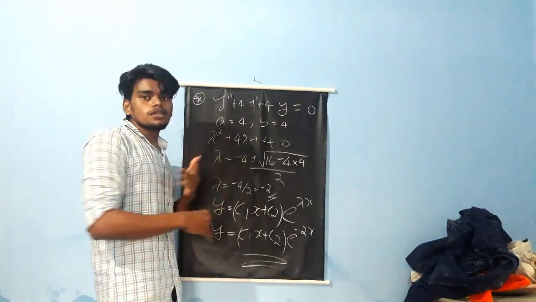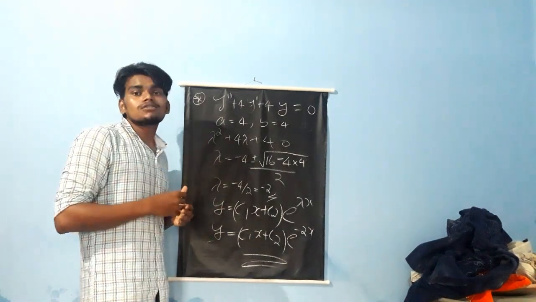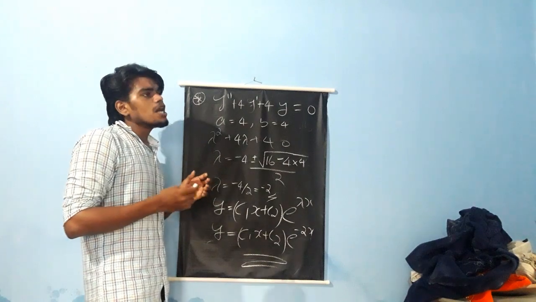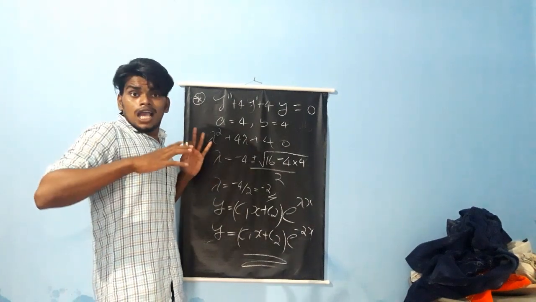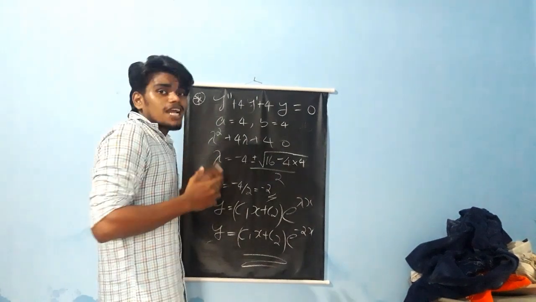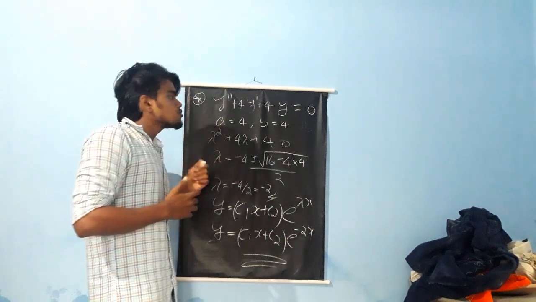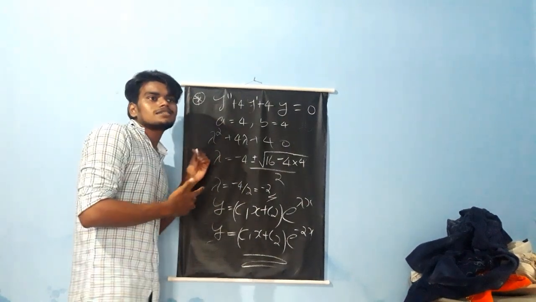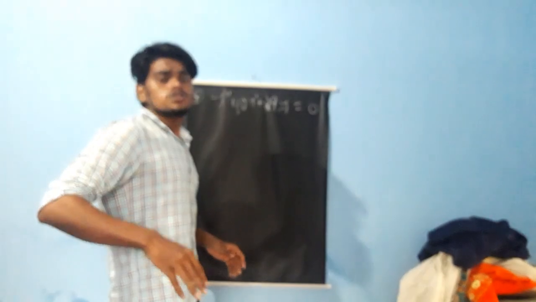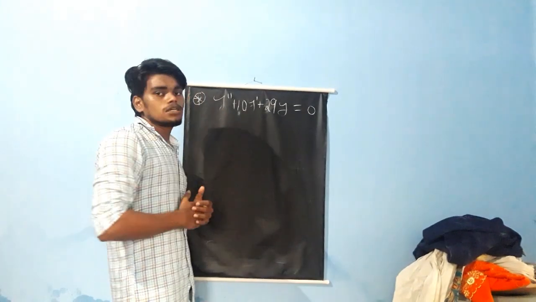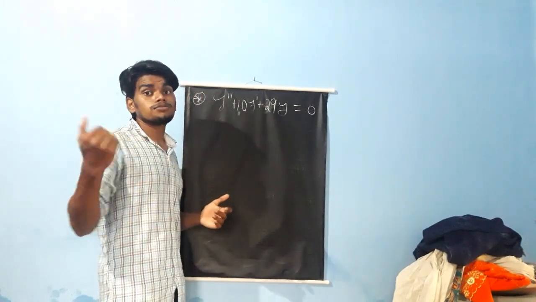So let's move on to another question where we handle the complex root, which means the value inside the root, that is a square minus 4b, is a negative value, less than 0. Let's quickly move on to the next session where we handle the complex conjugate root situation.